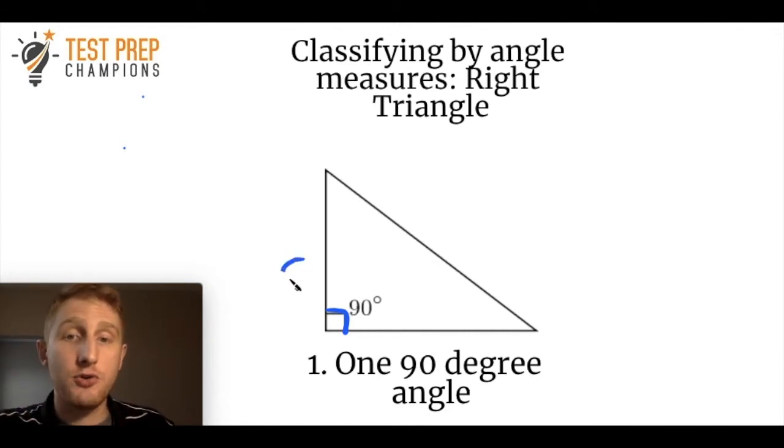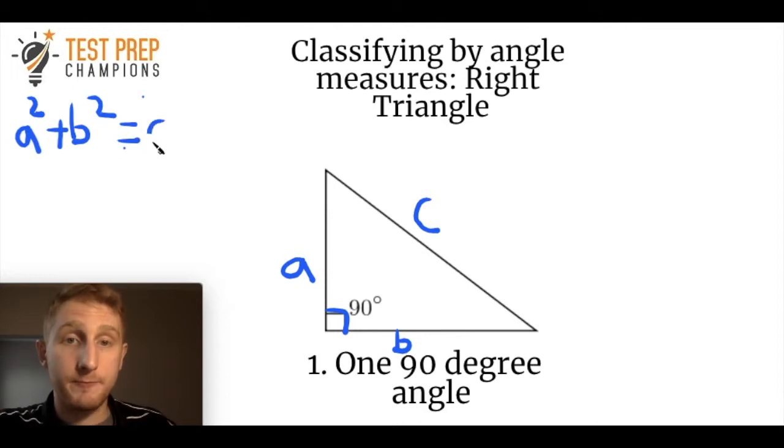But I'm just going to show you how it works here basically. We can call this side of the triangle side A. We can call this side of the triangle side B. And this side of the triangle is side C. And so there's a mathematical relationship where we can say that a squared plus b squared is equal to c squared.